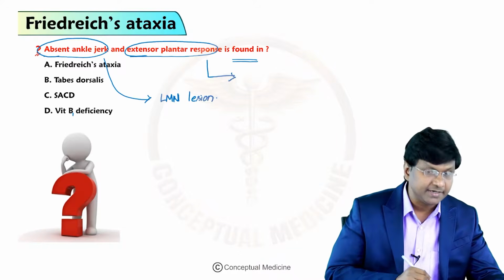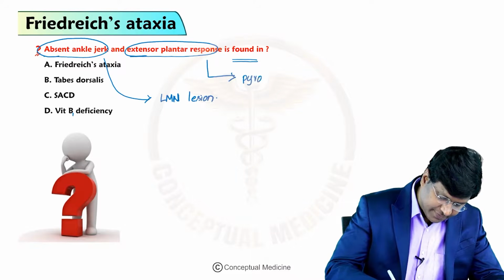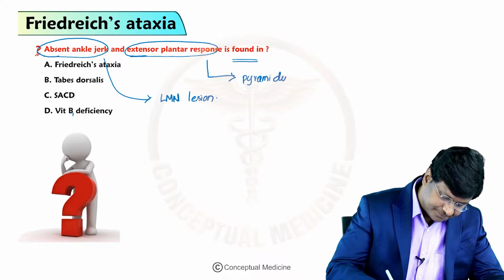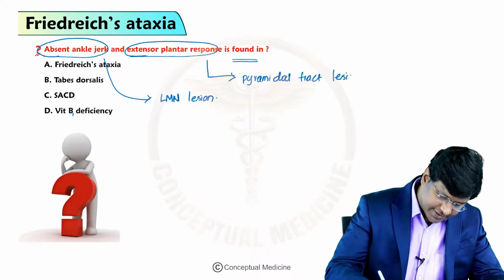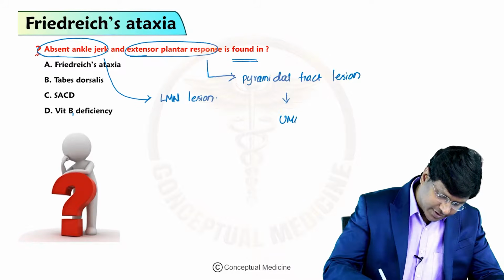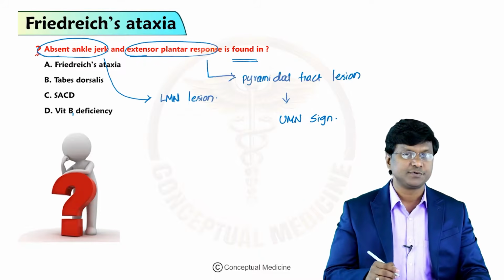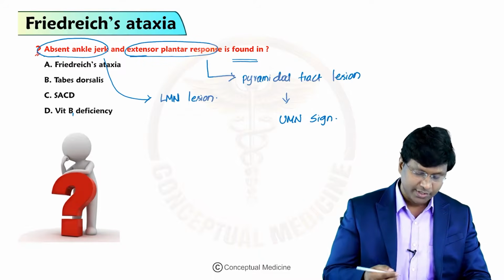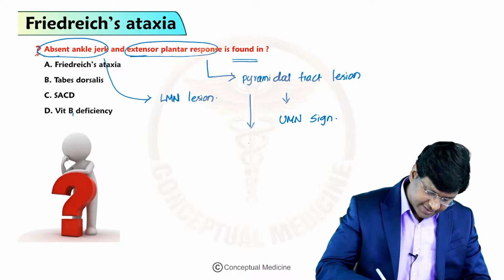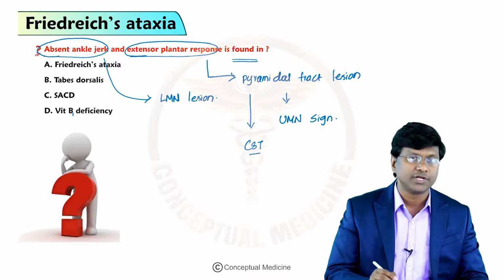Whereas extensor plantar response is a feature of the pyramidal tract lesion, and it is an upper motor neuron sign, that is corticospinal tract involvement. Pyramidal tract is nothing but corticospinal tract involvement, and absent ankle jerk is a lower motor neuron sign.